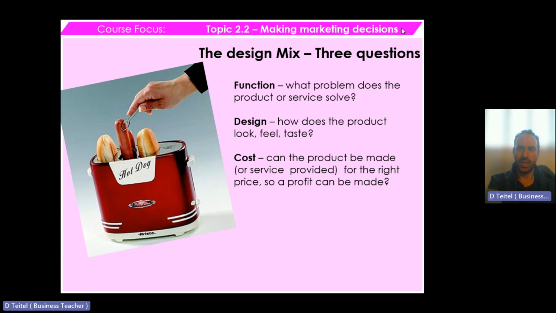So the three that make up the design mix are: function, what problem does the product or service solve? Design, how does the product look, feel, or taste? And the cost, can the product be made or service provided for the right price so a profit can be made? That's ultimately what they're looking for in the design mix.